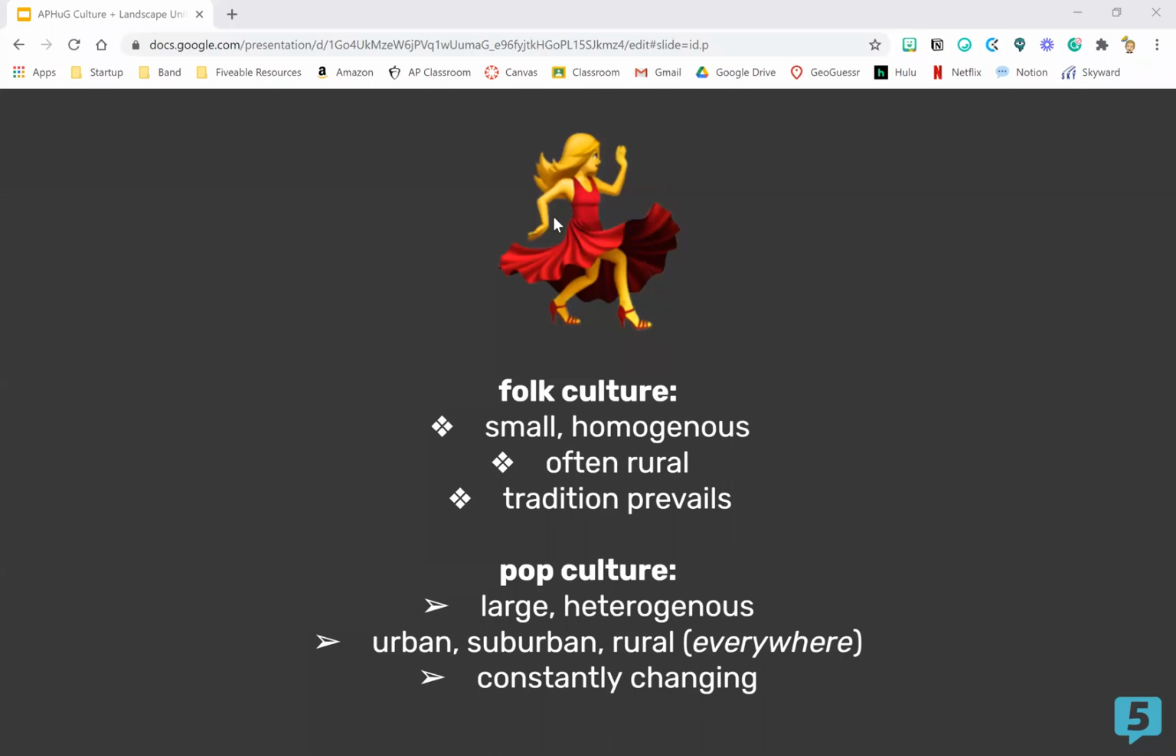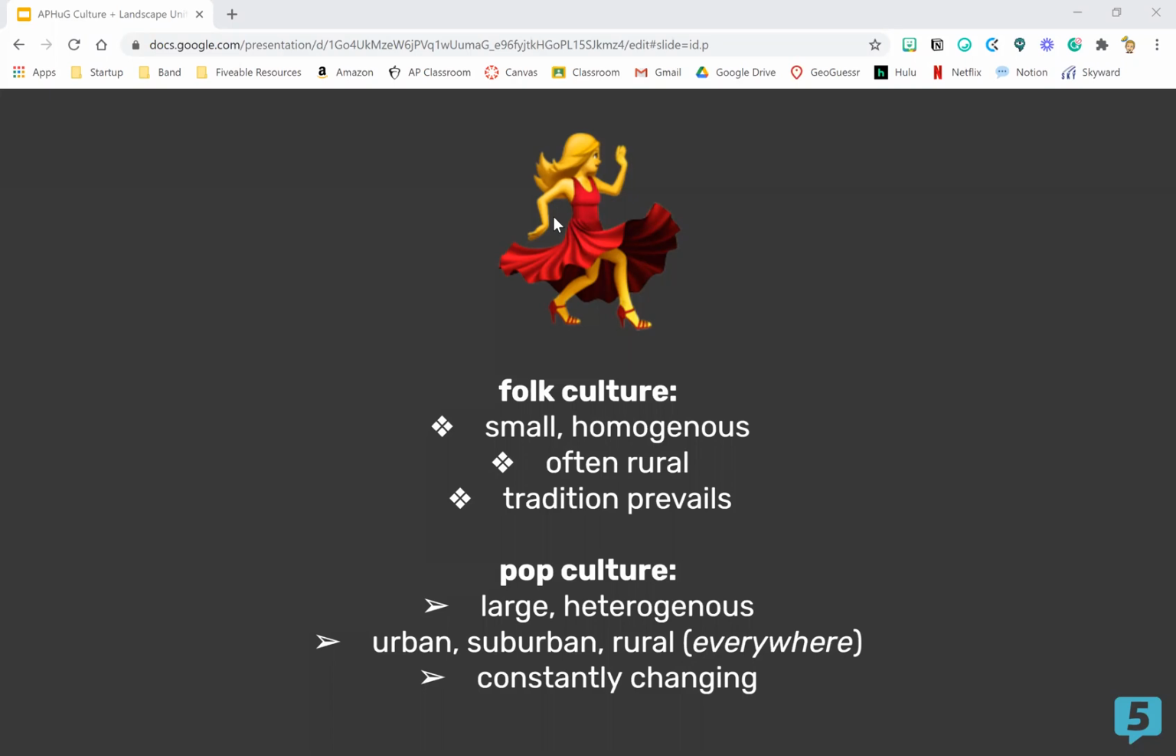So like I was saying, the best example of folk culture is just going to be the Amish people, because they check every single one of these boxes. It's a small group of the US population. It's a small group of the Pennsylvanian population. They're very homogenous in that they all very much look the same and do a lot of the same things. Like they practice the same religion, they wear the same clothes, they don't use technology.